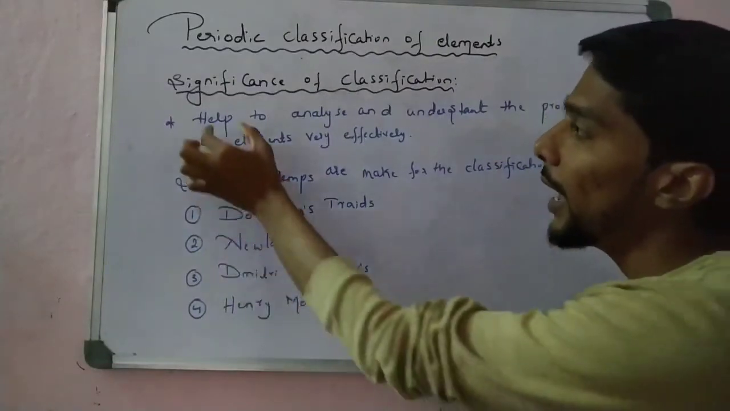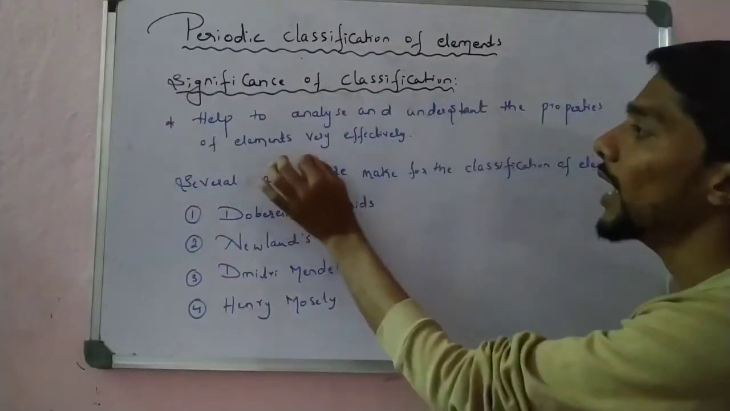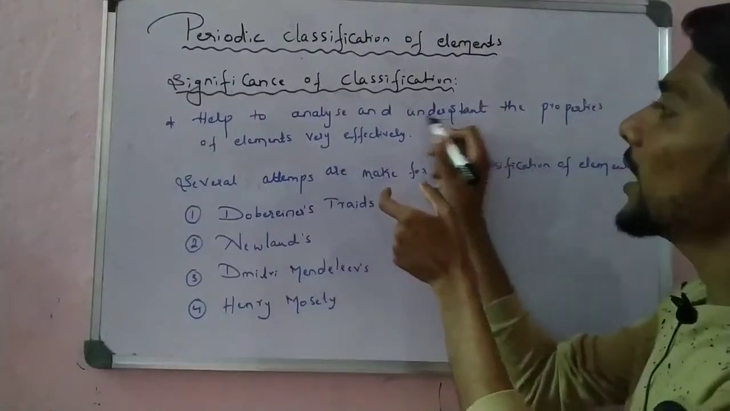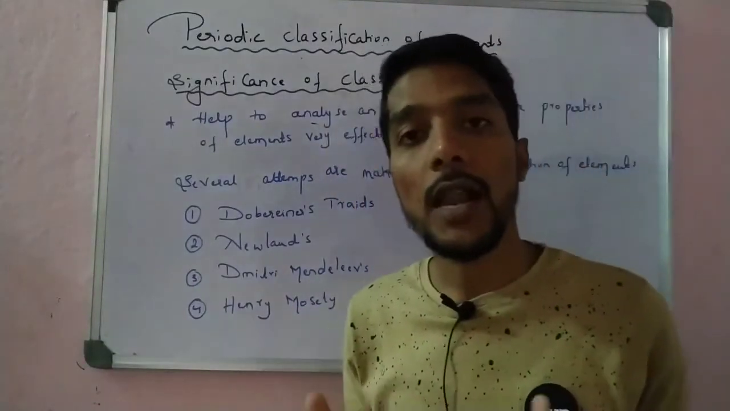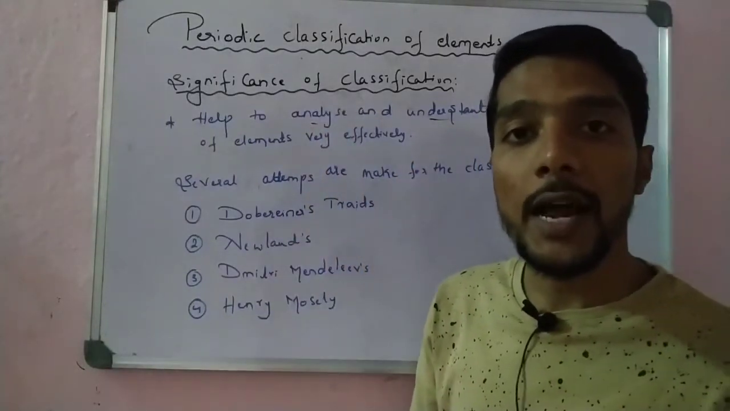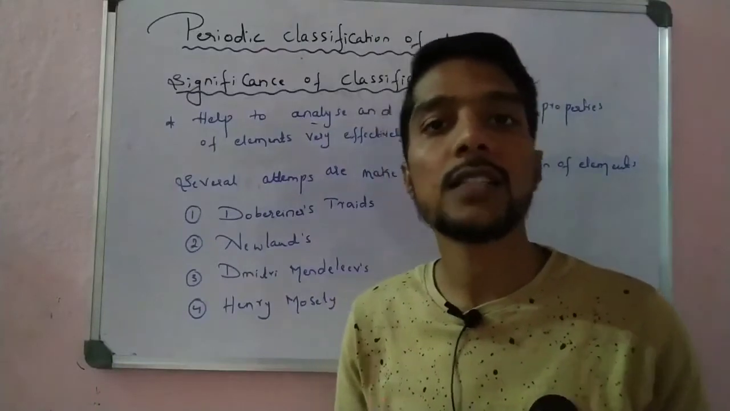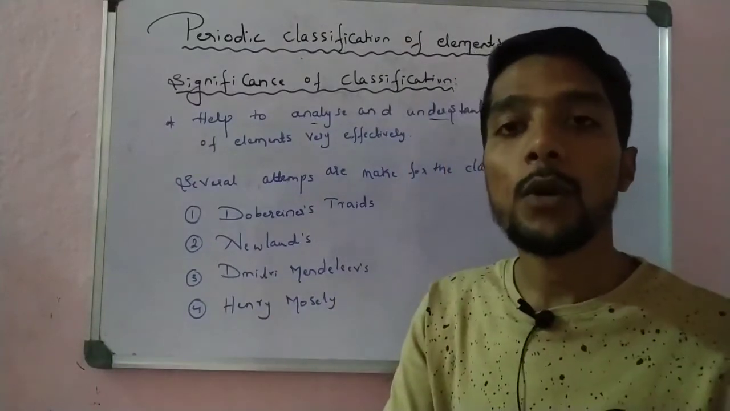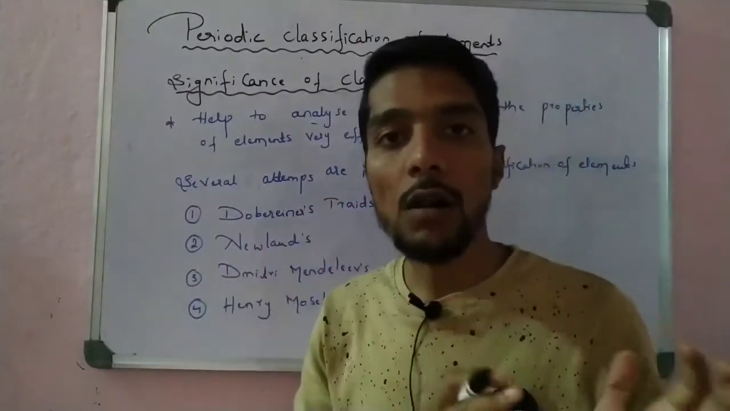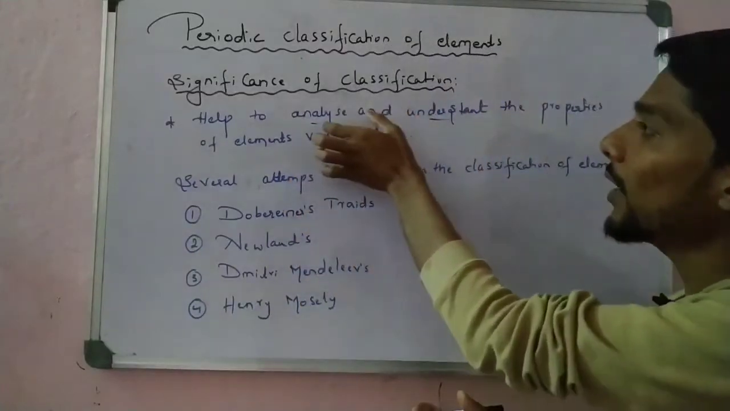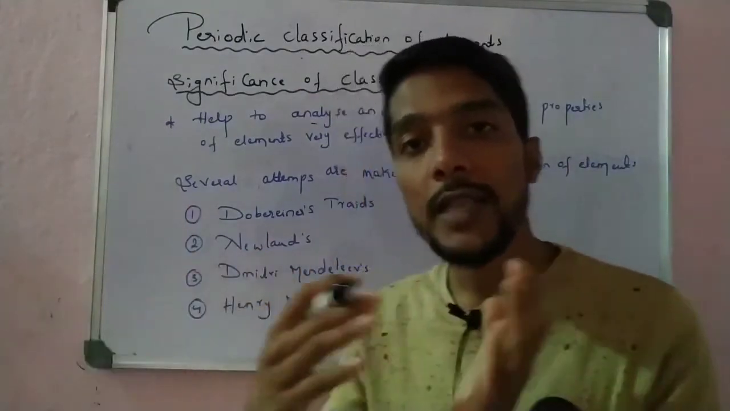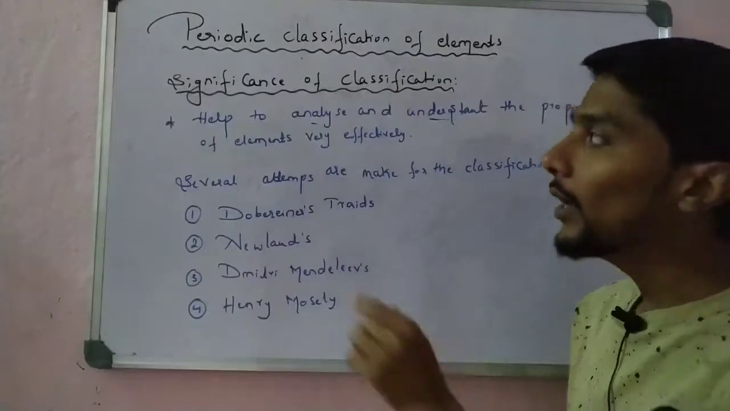The simple answer is that it helps to analyze and understand the properties of the elements very effectively, right? With the help of classification we understand and analyze the properties, and we analyze the link between the elements. That is why we classify elements into metals, non-metals and noble gases. We know that metals have some properties, non-metals have some properties, and noble gases have some properties. We can analyze the difference between metals and non-metals, and between metals and noble gases. That analysis and understanding is easily done with the help of classification.